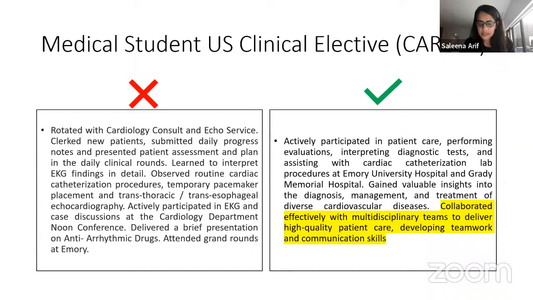Now, the second one, again, this is a clinical elective in cardiology. Again, I think what I had done, and those were simpler times, you just had to list everything, but now it's more competitive. So you really want to stand out, and you really want to highlight your capabilities. This is just a list of things I did in the elective, but you want to specifically mention that you collaborated effectively with multidisciplinary teams. You were able to deliver high quality patient care. You were able to develop teamwork and communication skills, so that it tallies onto your key focus area as well as the key characteristic that you are going to highlight.